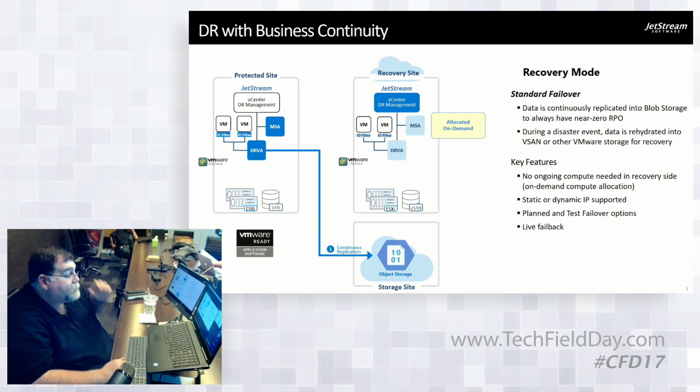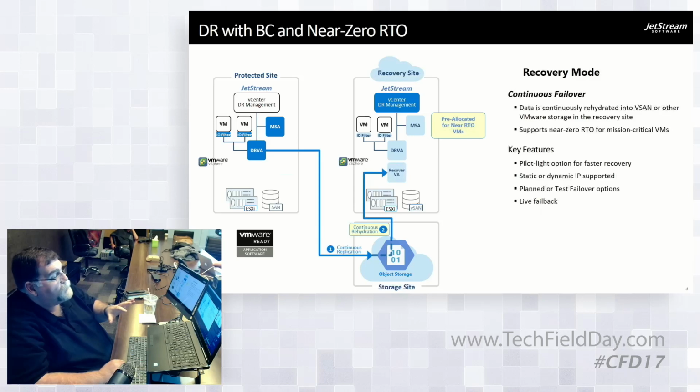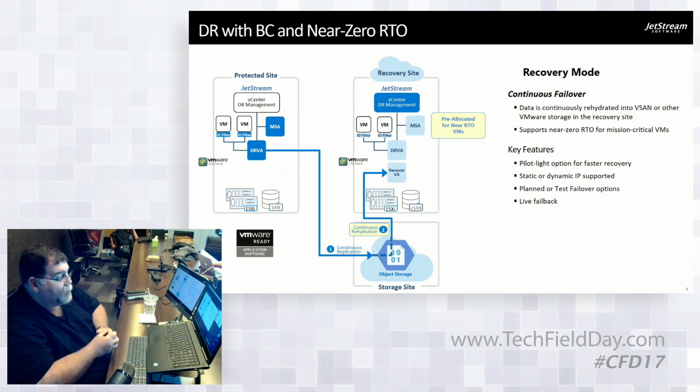Okay. So you get one more round of this. I'll show you the near zero RTO option. It's a similar environment to what we had before. Now, the biggest difference, back to the original question, is that in this case you would already have the environment up and running on the protected site. So there's already a VMware deployment there. The JetStream software is already installed.